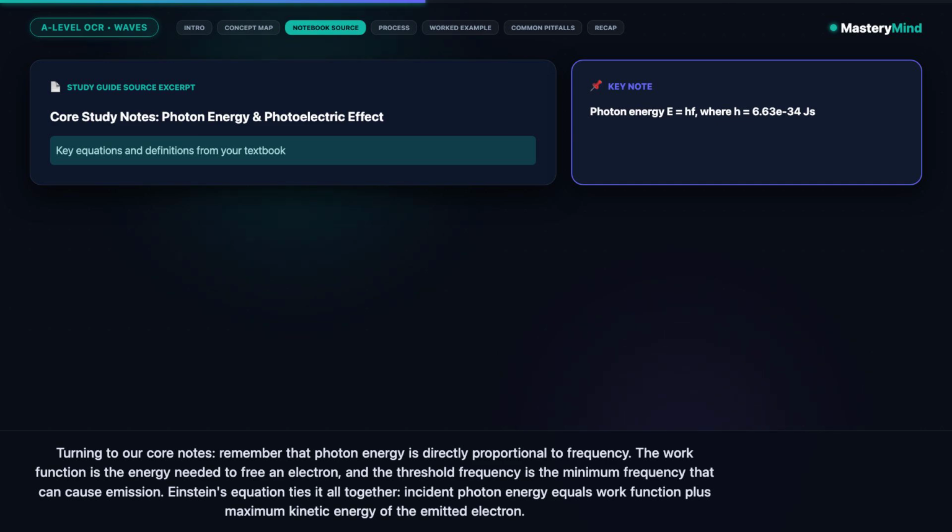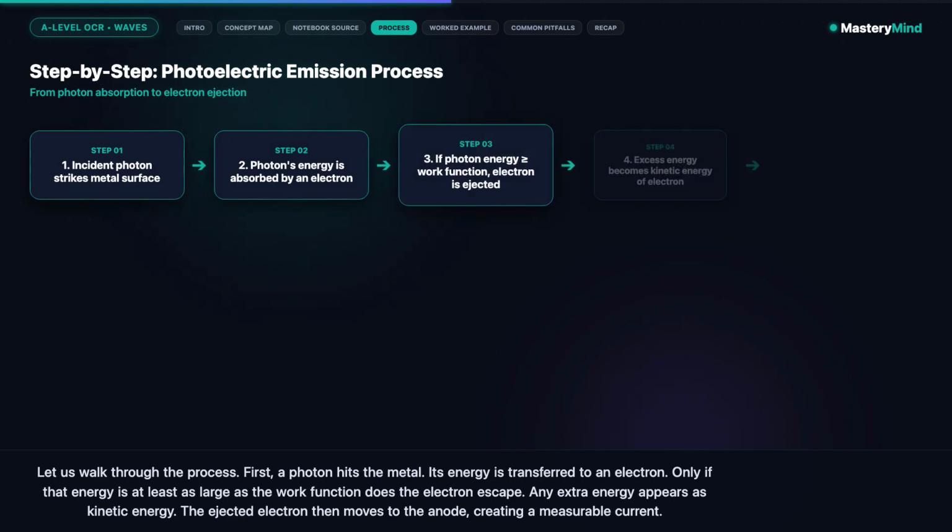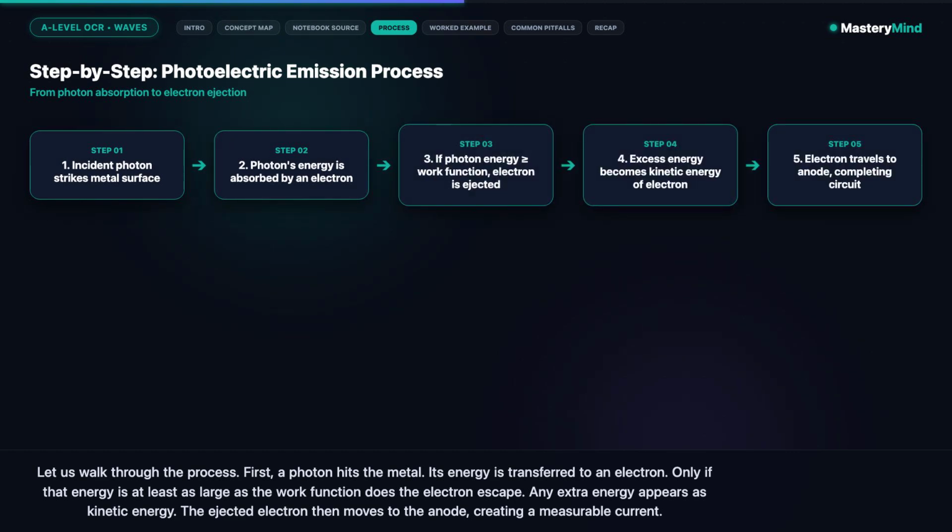Let us walk through the process. First, a photon hits the metal. Its energy is transferred to an electron. Only if that energy is at least as large as the work function does the electron escape. Any extra energy appears as kinetic energy. The ejected electron then moves to the anode, creating a measurable current.